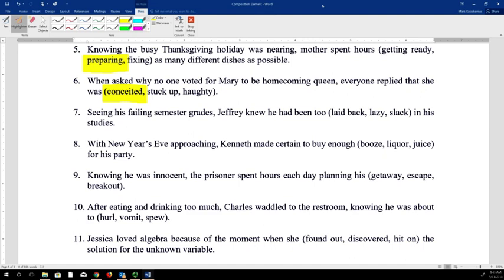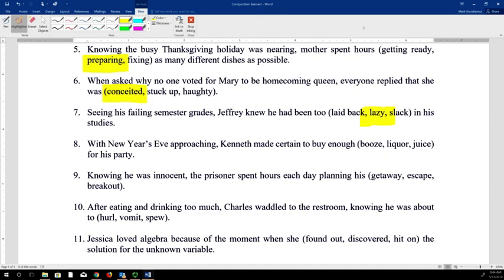Seeing his failing semester grades, Jeffrey knew he had been too blank in his studies. Jeffrey had been too lazy in his studies. Lazy, standard English. Laid back and slack are both slang. And you'll notice the direction, back. Notice that?